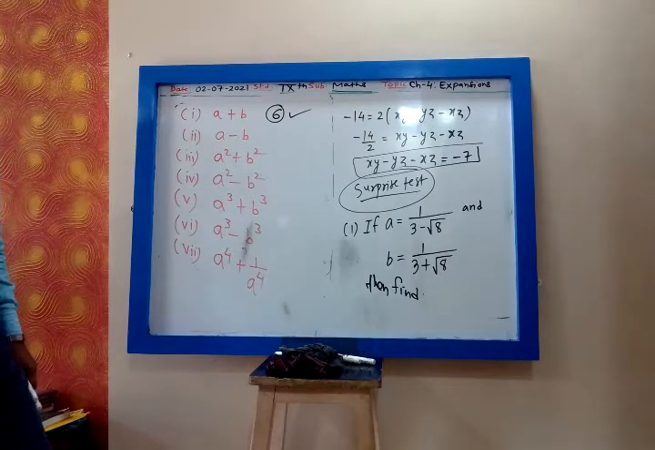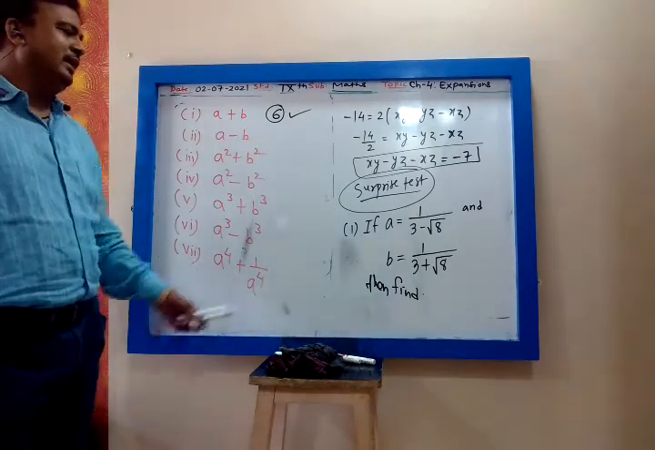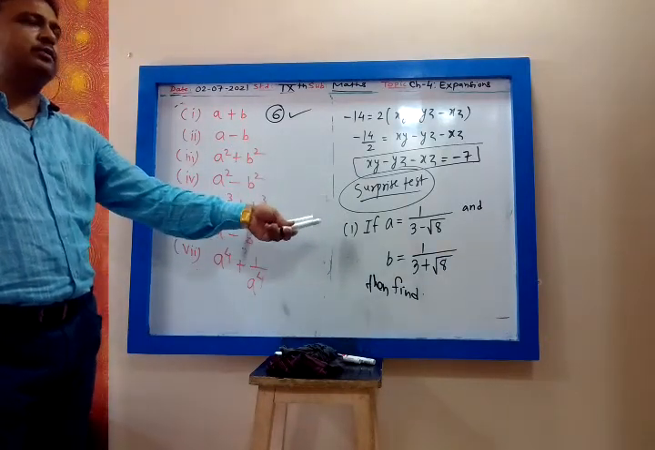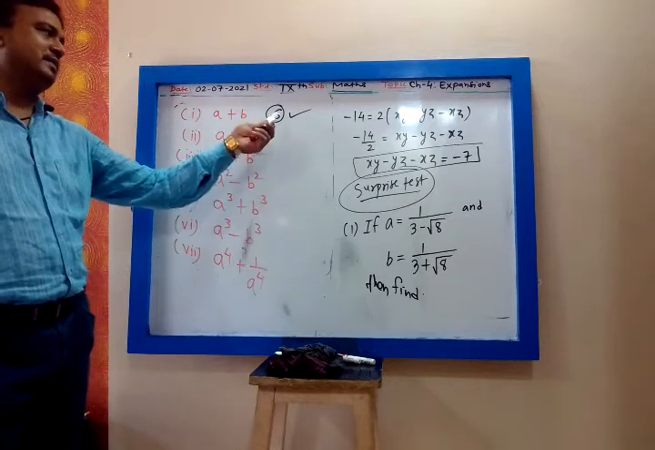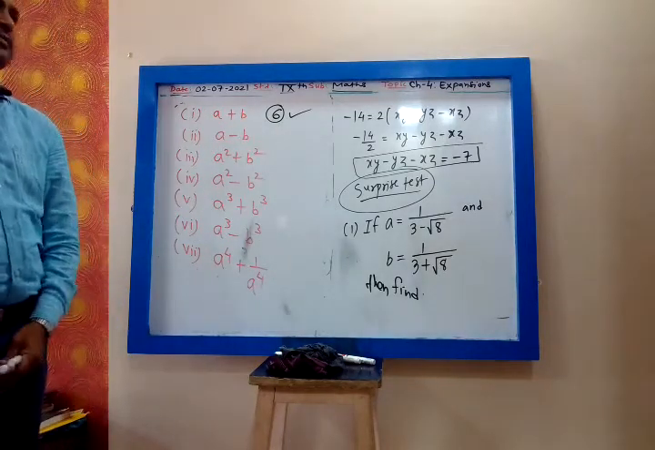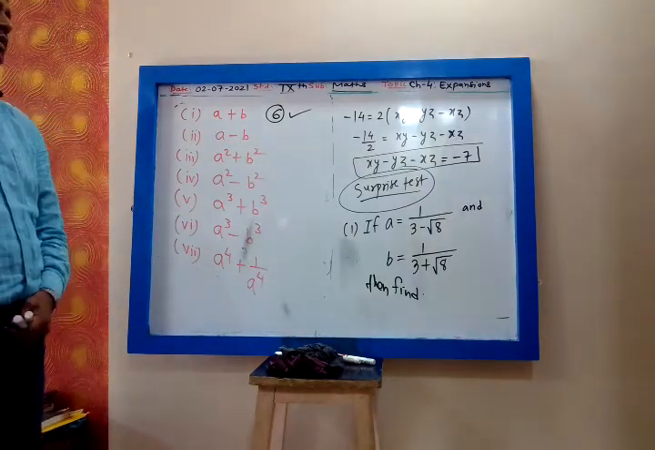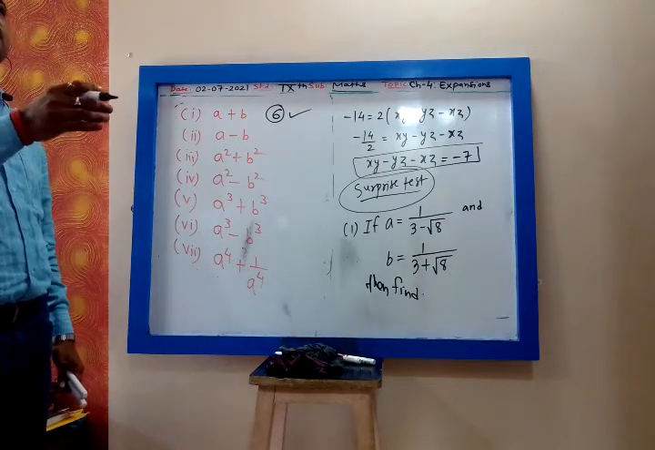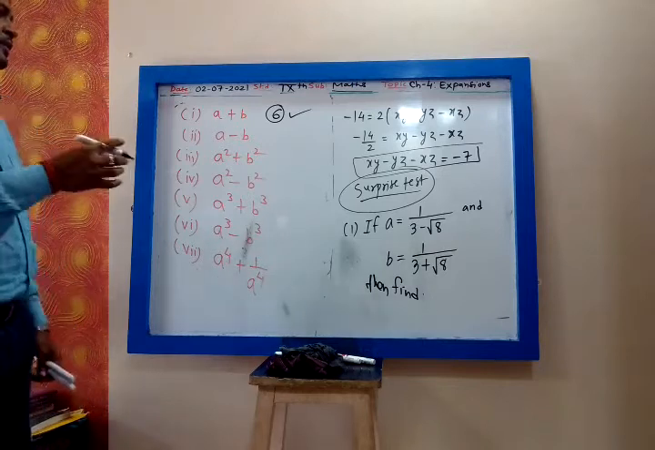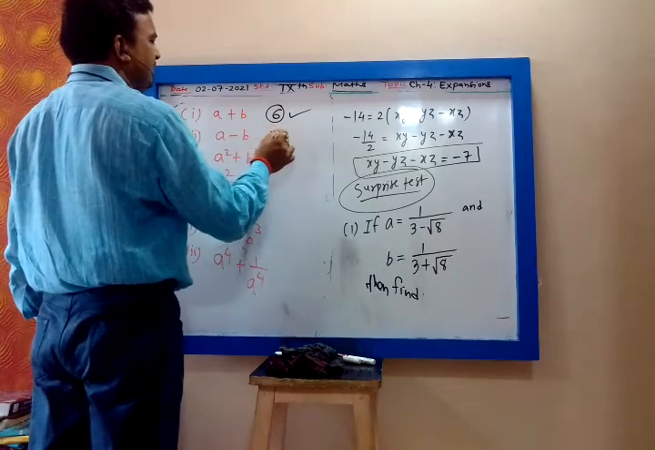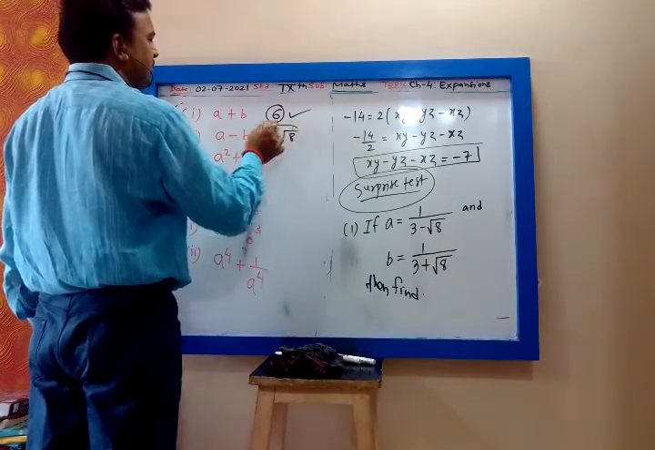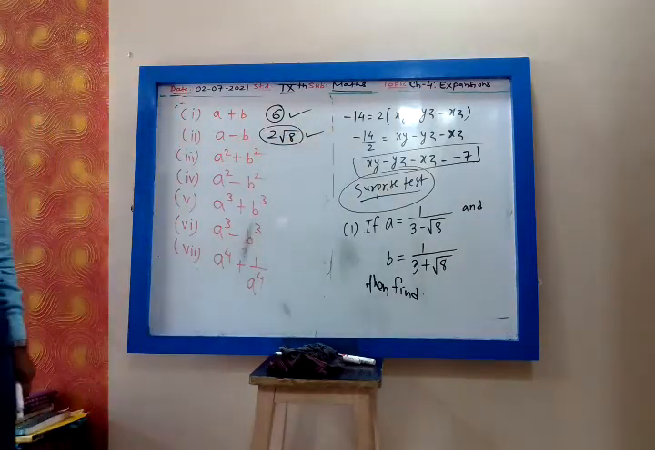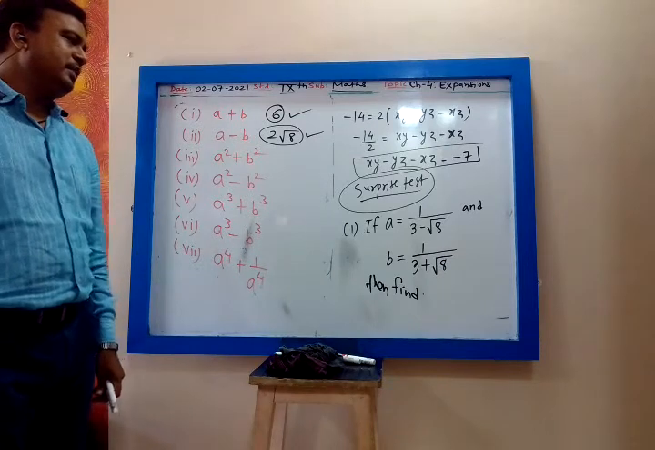First answer, a plus b is: a is 3 plus root 8, b is 3 minus root 8, root 8 gets cancelled, 3 plus 3 is 6. Similarly, a minus b, a is 3 plus root 8 minus of 3 minus root 8, 3 gets cancelled, root 8 plus root 8. What is that? 2 root 8. Are you getting? Root 8 plus root 8 is 2 root 8. Get the answer for a square plus b square.